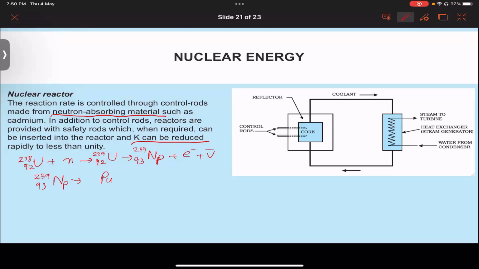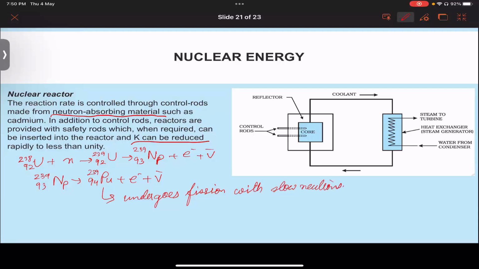So plutonium is then formed, and this actually undergoes fission with slow neutrons.